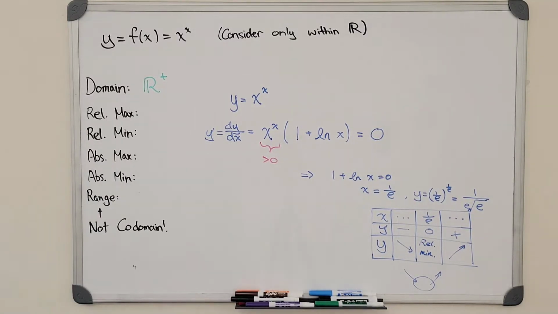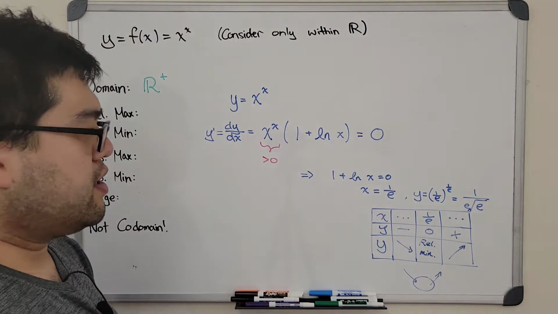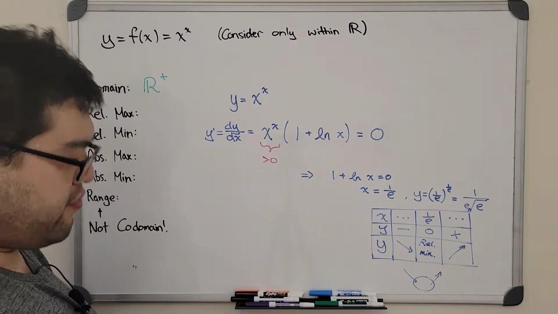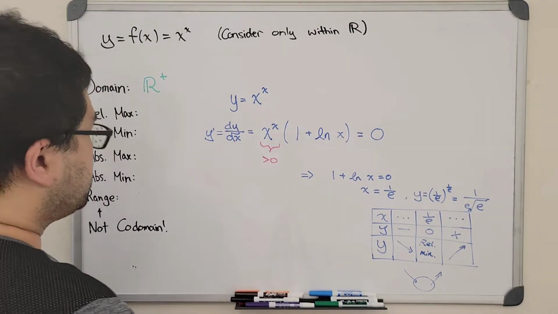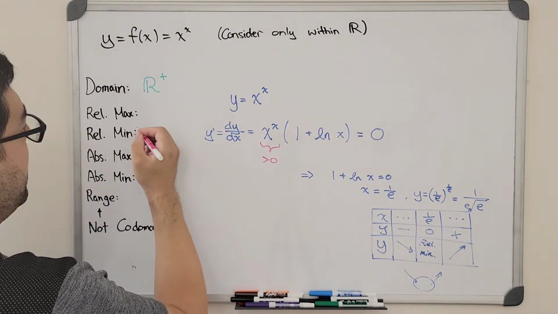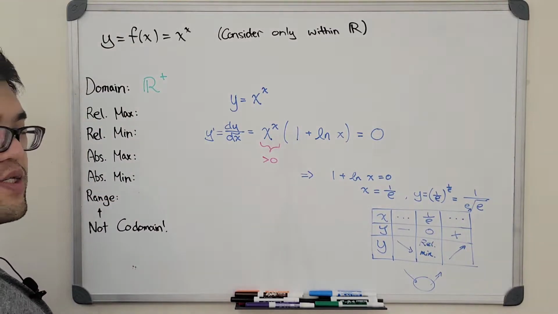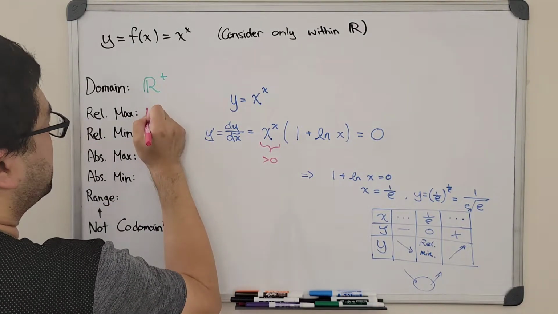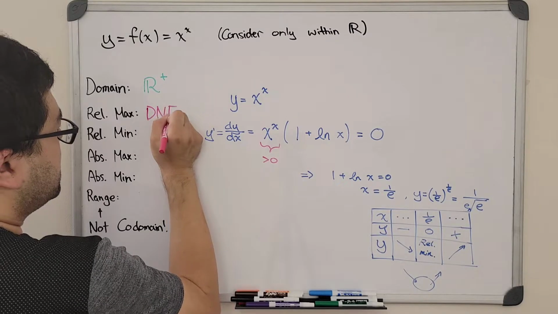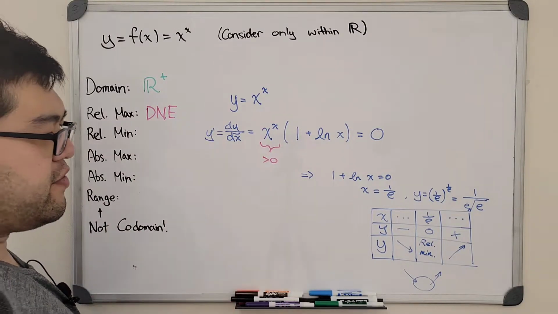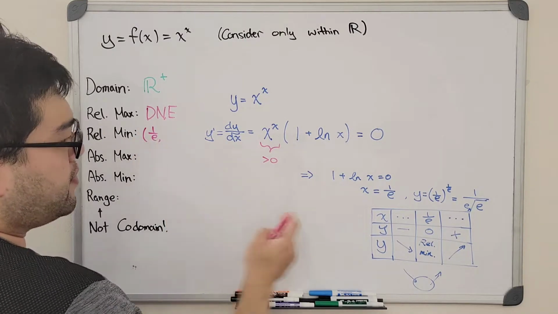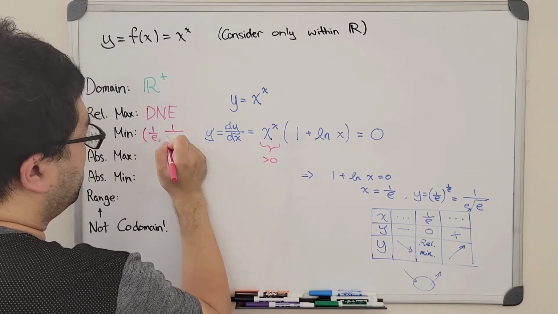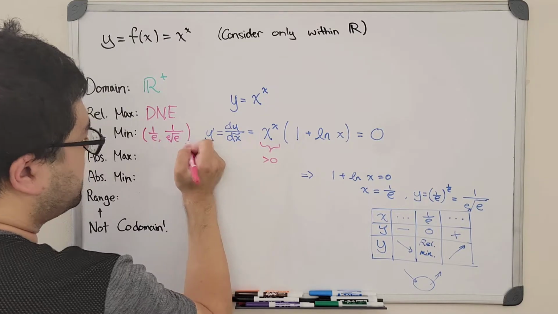We don't have any relative maximum, because there's only one location here. So now we can just fill out our answer. Is there any relative maximum? From here, we know that it does not exist, DNE. Is there any relative minimum? Yes, we found it. It's 1 over e, comma, y value, 1 over the e root of e.